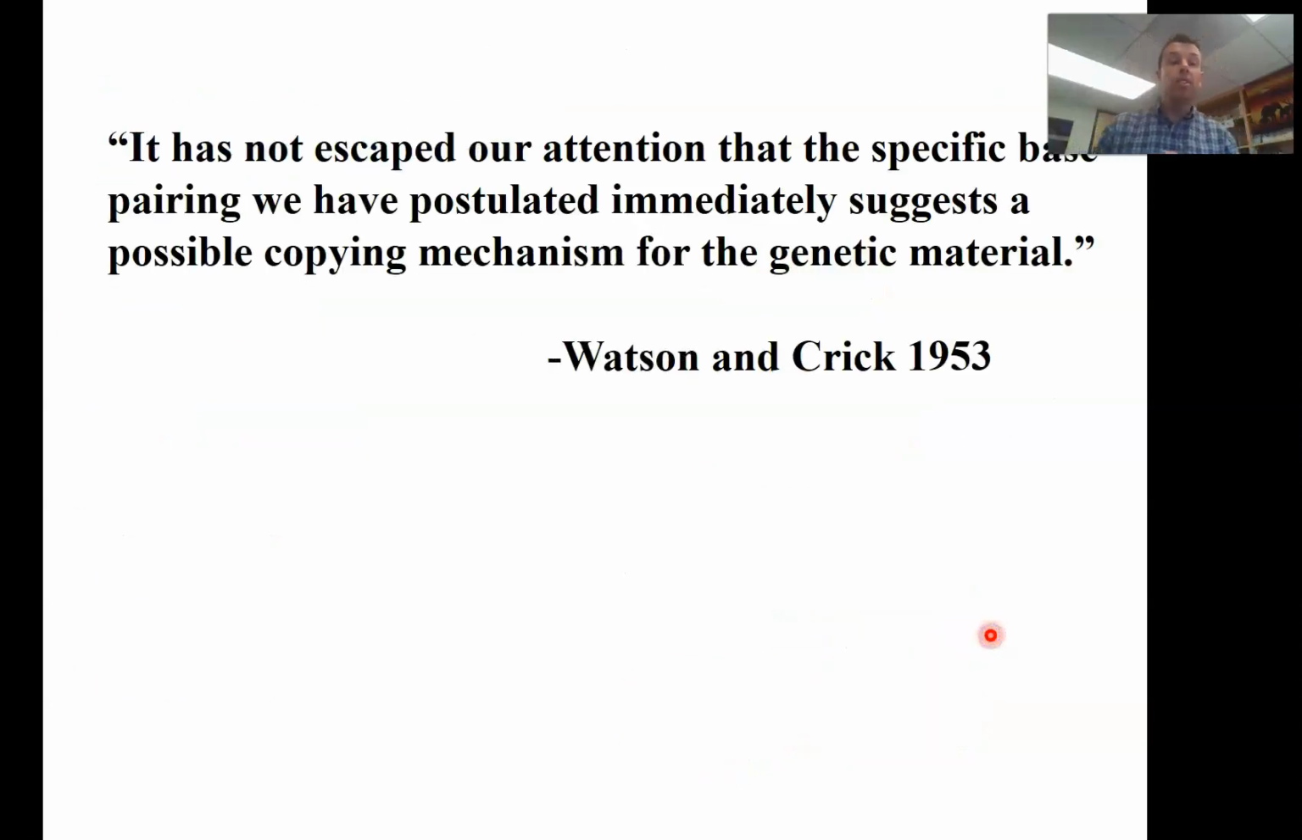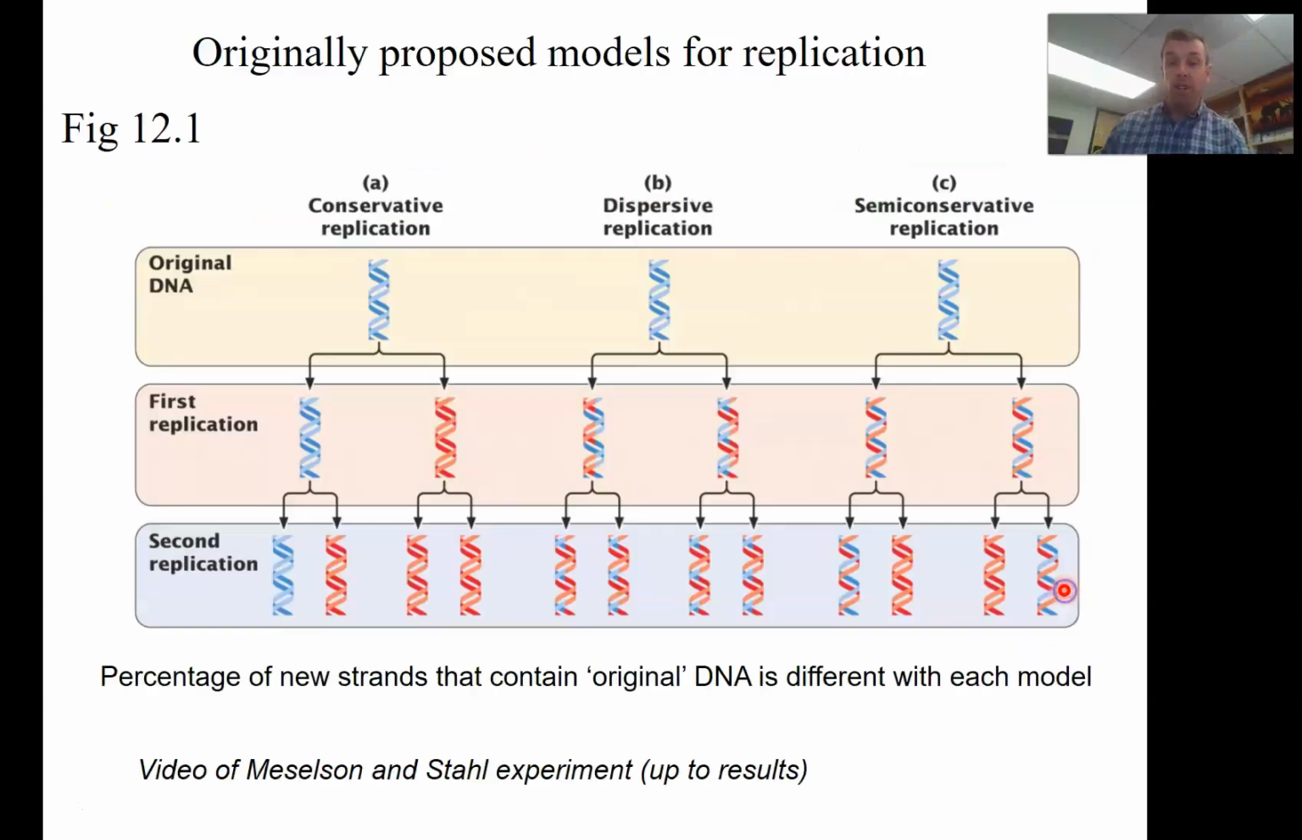All right, so how does this DNA copying happen? So here is a quote from Watson and Crick, 1953. "It has not escaped our attention that the specific base pairing we have postulated immediately suggests a copying mechanism for the genetic material." Well, what are we talking about here?